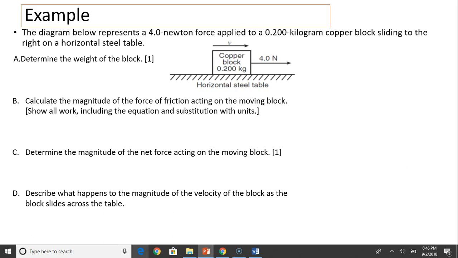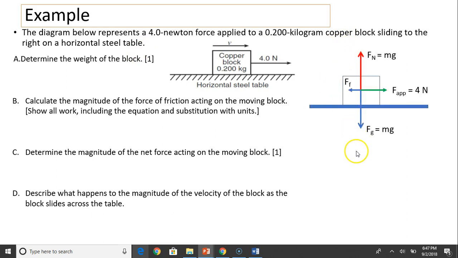Next example. The diagram below represents a 4 Newton force applied to a 0.2 kilogram copper block sliding to the right on a horizontal steel table. So what does this tell you? Applied force is 4 newtons. The mass is given to you. Another thing given to you is the type of surface. It's copper on steel. That means you can find mu from your reference table.